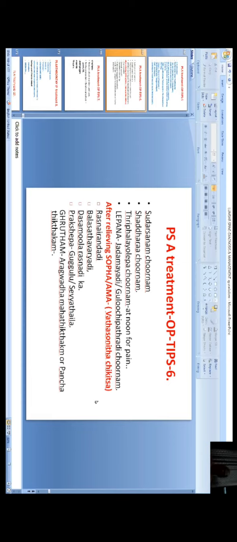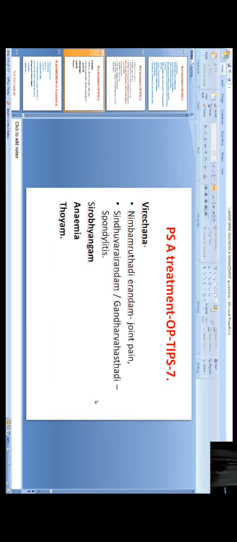And it cannot be used for prolonged use because it is having Langali and Chitraga. Labara with the Jadamayadi and Guluji Batradi or Nimbadi in the case of skin disease. After relieving Shobha and Ama, Vadashodida can be, Chilsa can be preferred. Yasnirandadi, Belashada Vidyadi, Desamura Rasnadi, Prashavas Gugulu and Sebidela. Krudam is Ayaguda Mahadiktavam or Panjadiktavam.